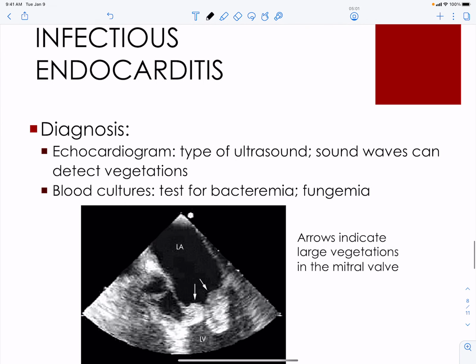Now, infectious endocarditis can be diagnosed by echocardiogram, where sound waves basically are detecting these blockages, these vegetations. Also, you can test the blood cultures for bacterial presence or fungal presence in the blood.